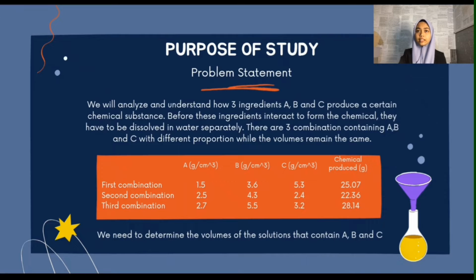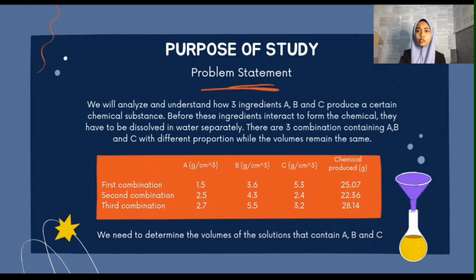Hi, I am Nufatin Atira binti Roslan and I'm going to explain our purpose of study. For the problem statement, we will analyze and understand how three ingredients A, B, and C produce a certain chemical substance. Before these three ingredients interact to form the chemical, they have to be dissolved in water separately. There are three combinations containing A, B, and C with different proportions while the volumes remain the same.